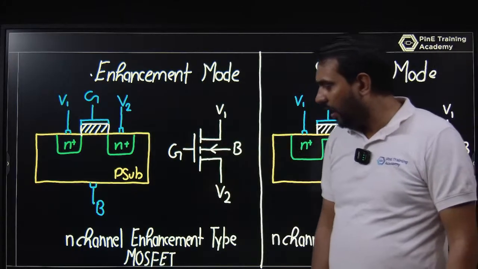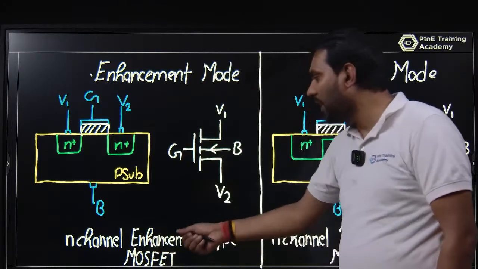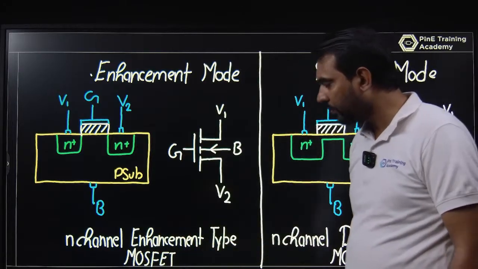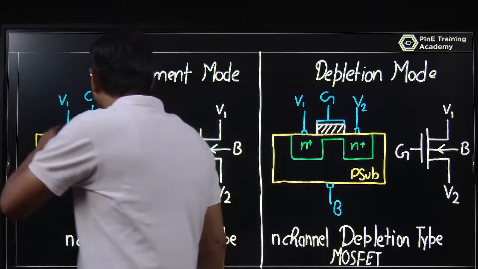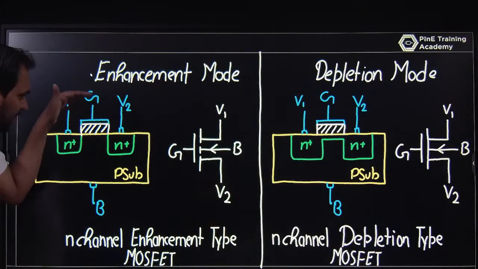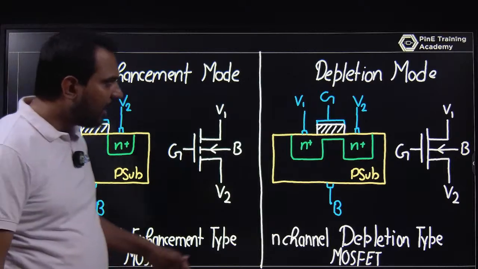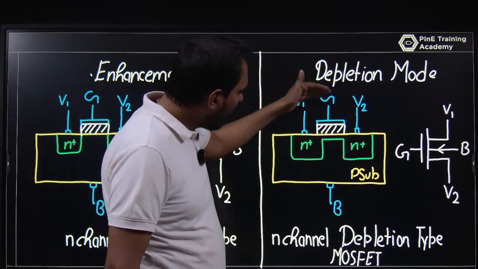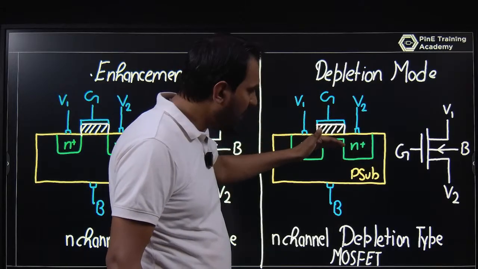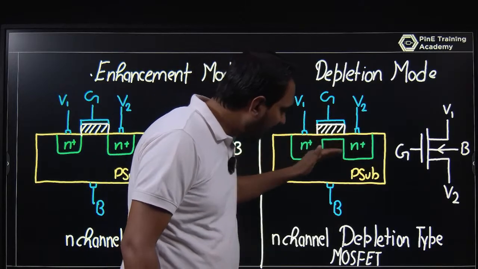Okay, so this is the way, that is called an N-channel enhancement type MOSFET. And this is metal oxide semiconductor. This is metal, this is oxide, this is semiconductor. In a depletion mode MOSFET, you have a gate, you have oxide, you have a semiconductor. In this, you have a channel already present.